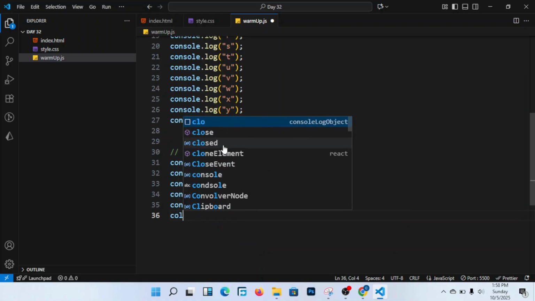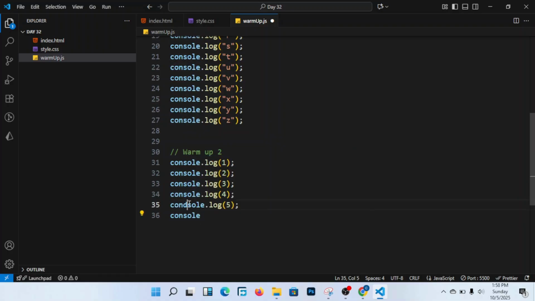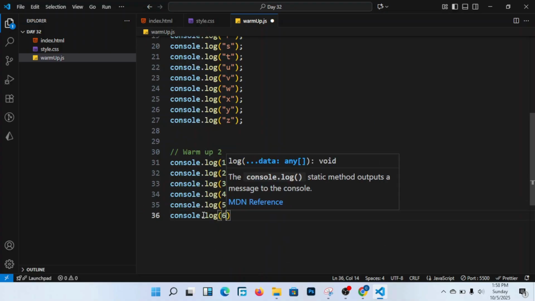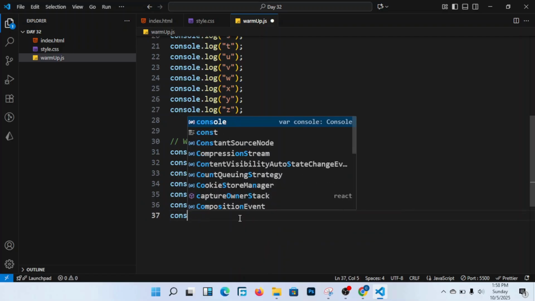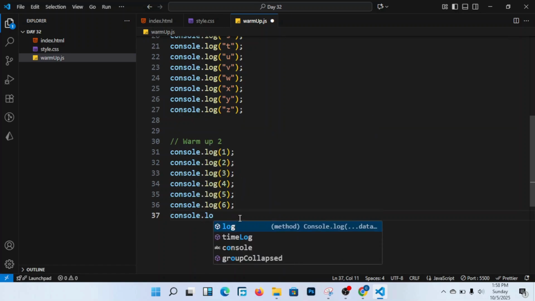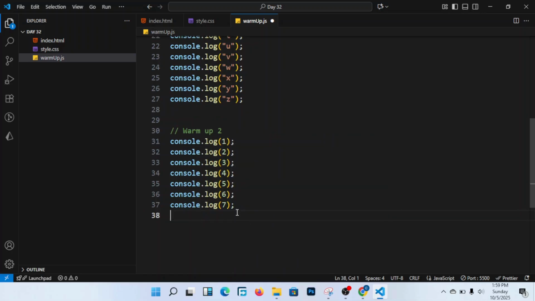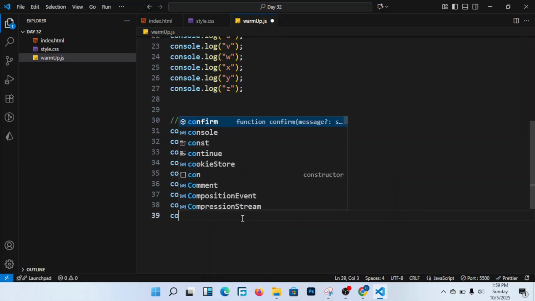Console.log. I have a very big reason why I'm telling you to do this. I hope we are following, members. Console.log 6. Console.log 7, okay? Console.log 8, okay? I hope, members, we are following.